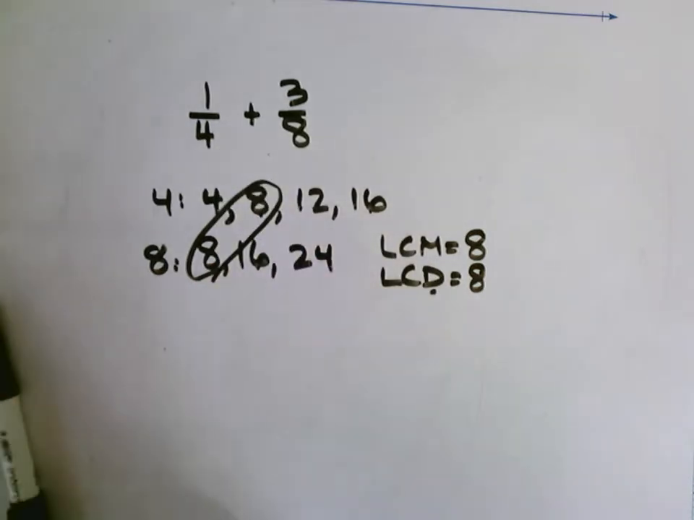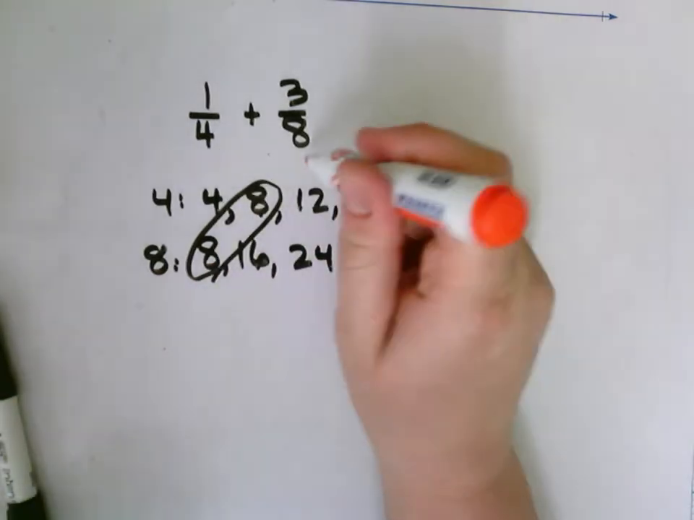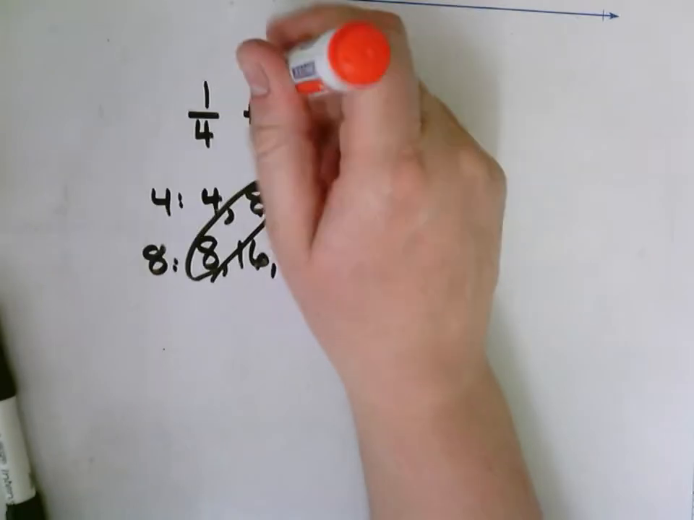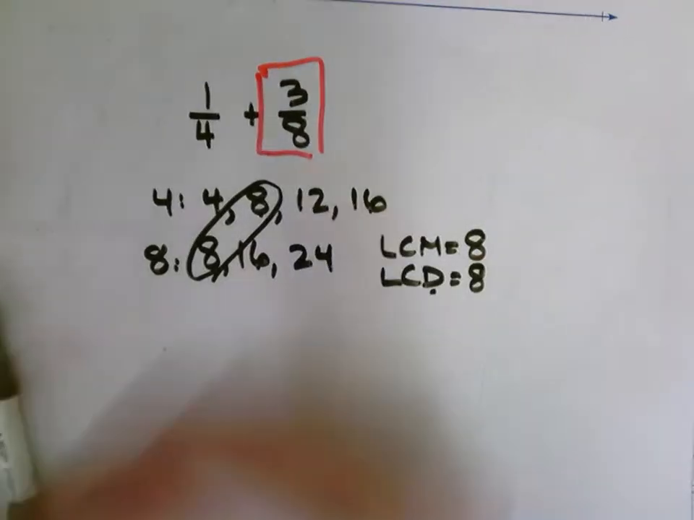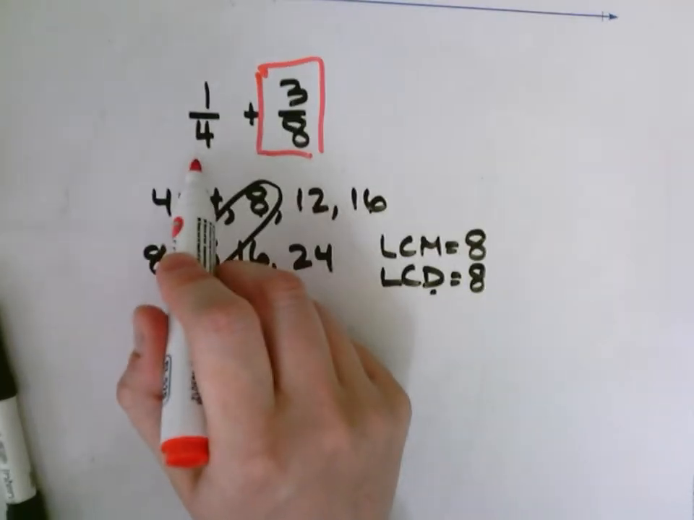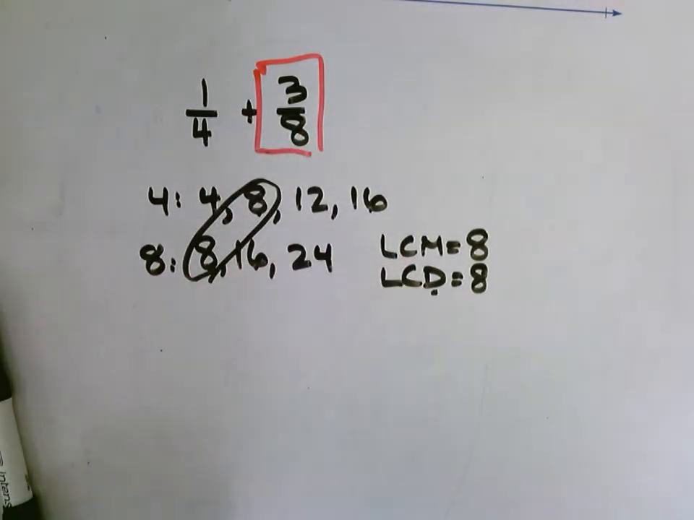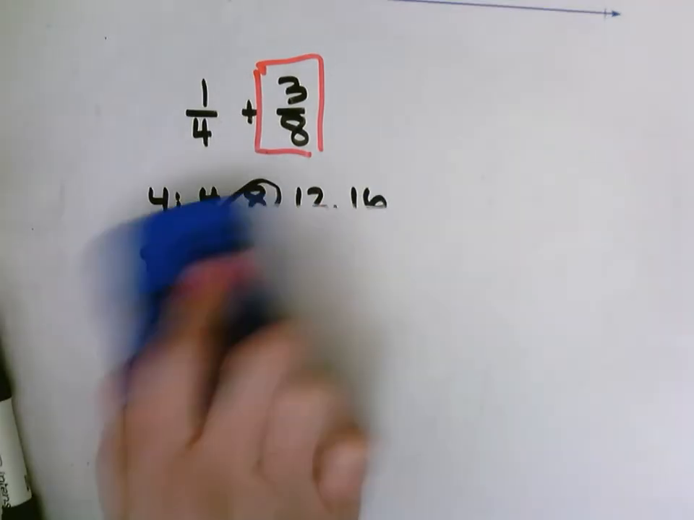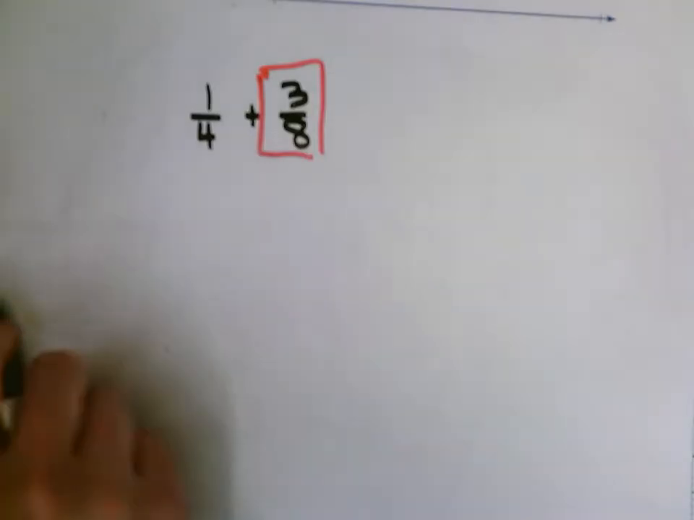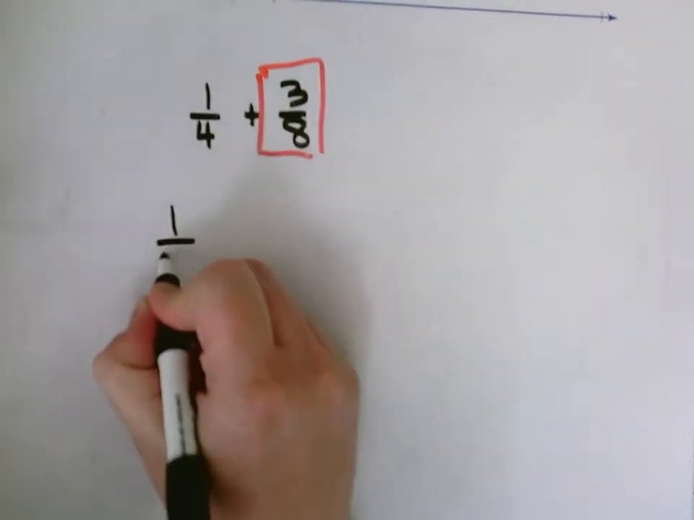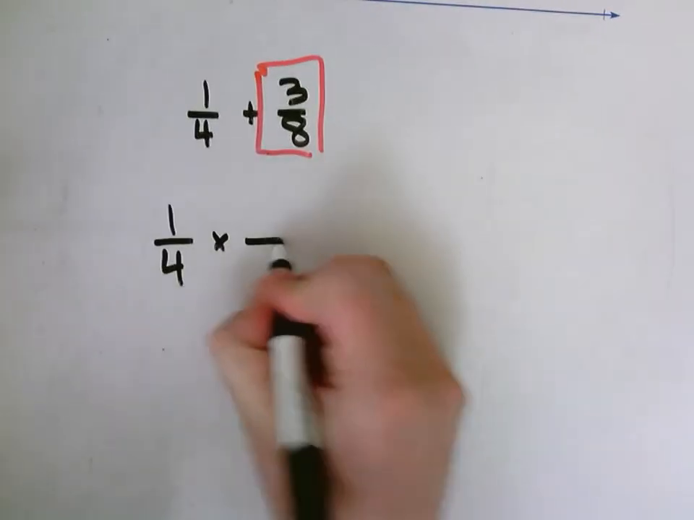Look at this, lucky us. 3/8 already has 8 as a denominator, so I only have to change 1/4, because 3/8 is already written with 8 as its denominator. So we get a little break with this one. So I have 3/8. Let's rewrite 1/4. 1/4 times something is going to give me 8.